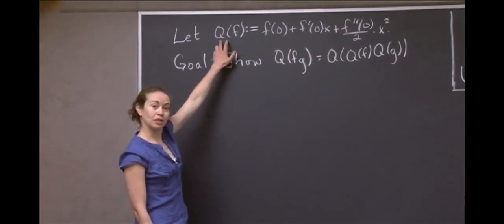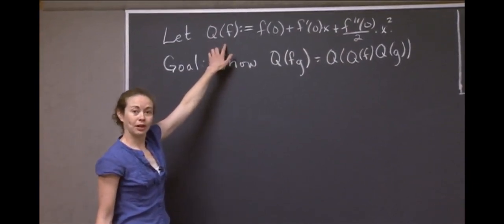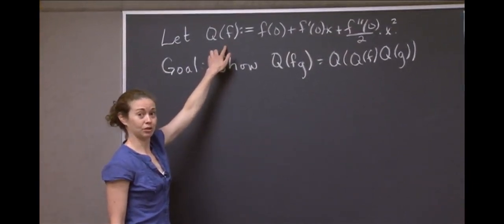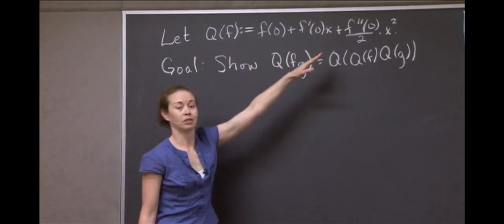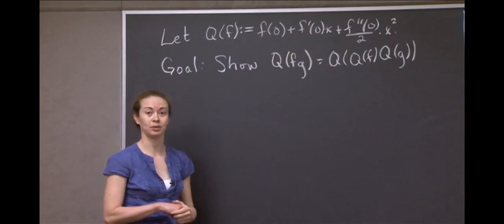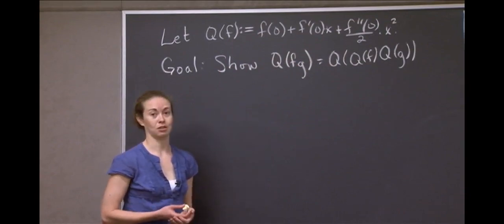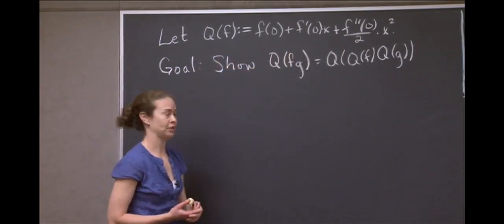Anytime you see a Q of f, that's going to represent the quadratic approximation to f at x equals 0. So what I've done is say Q of f I'm going to define to be the thing on the right, which is exactly the formula you were given in class for the quadratic approximation of a function f at x equals 0. So f is approximately the thing on the right near 0.